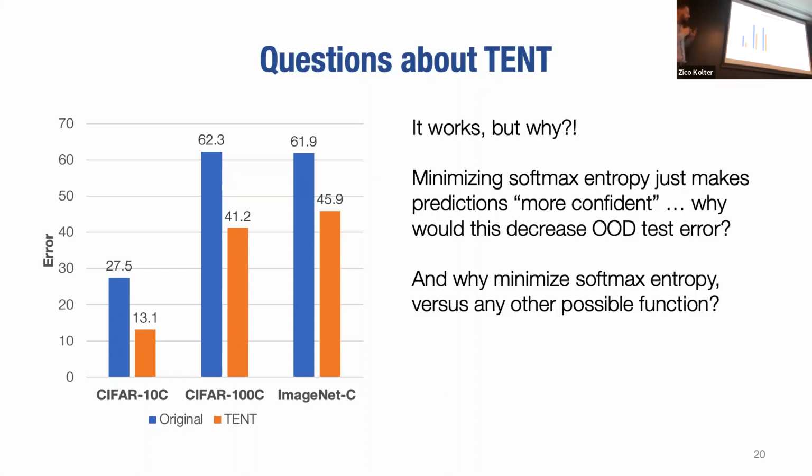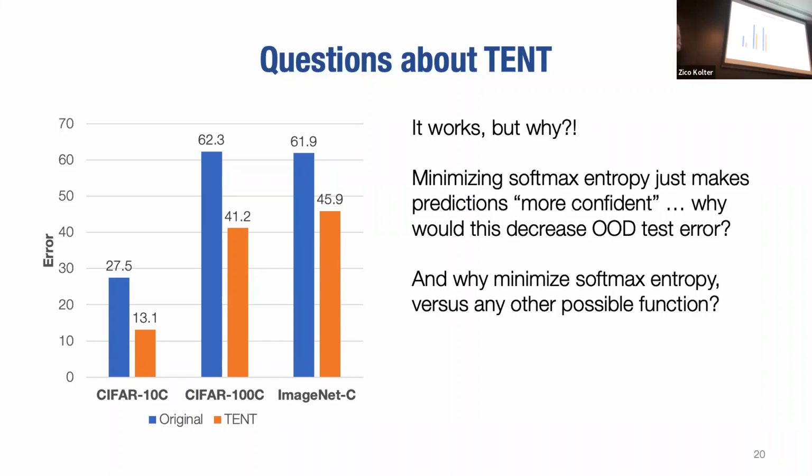So I found myself very irritated by TENT. It seemed totally hacky and weird. They just picked entropy to minimize. Entropy is also, right, a concave function that they're minimizing. It's very, very weird, but it works.